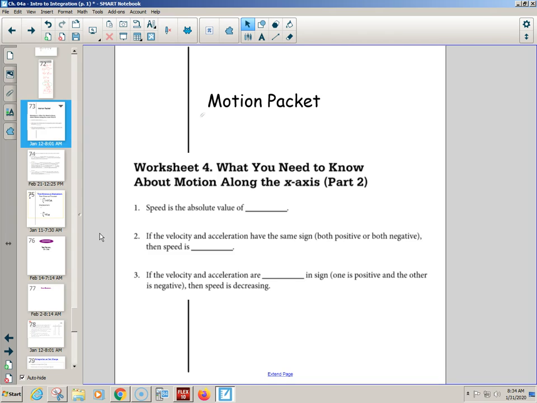Motion. Can you guys fill in whatever you know on worksheet number 4? Some of these you should already know from worksheet number 3. The easiest one, right, John? The easiest one of that homework. Fill in what you know, worksheet number 4.